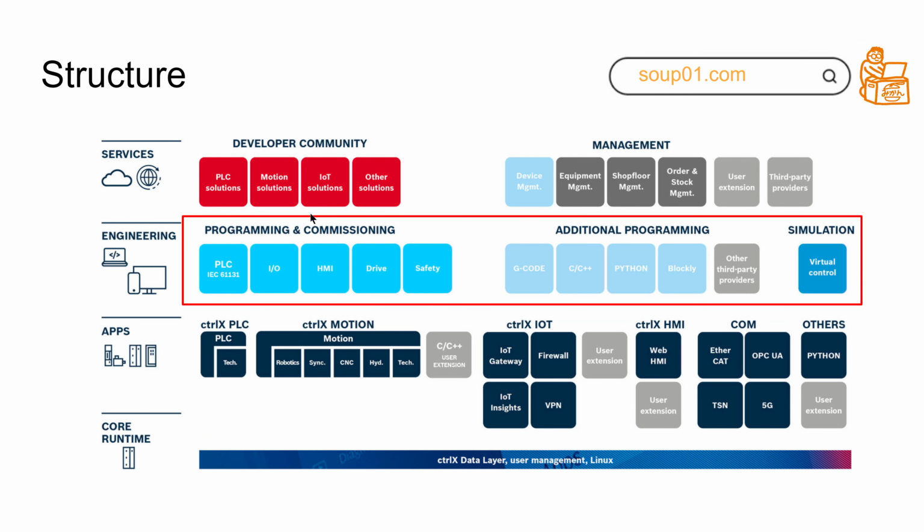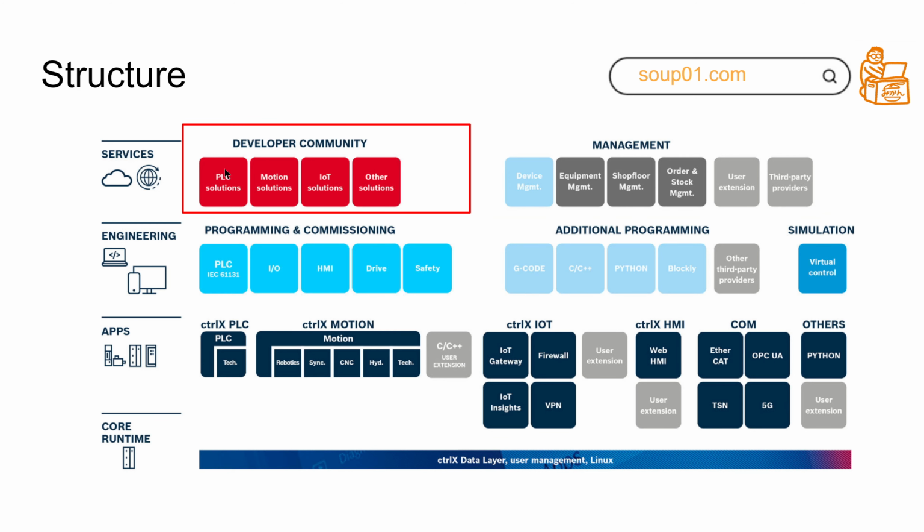For engineering the PLC, you may need a tool from ctrlX called ctrlX PLC Engineering. But if you want to configure EtherCAT I/O, HMI, drives, or program in C++ or Python, you can configure all these things in the web server or Visual Studio Code, VS Code. Then in the upper layer, there is service.